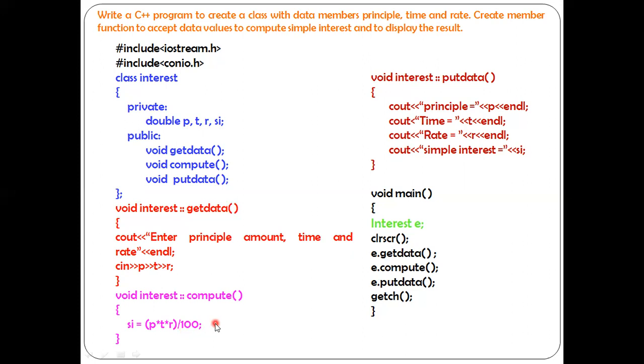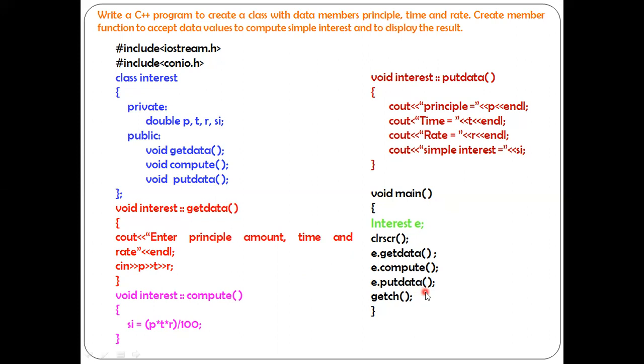In the get data member function, we have accepted the values of P, T, R. For example, principal value as 10,000, time period as 3, rate of interest is 2. Using those values, it is going to substitute the values of PTR: 10,000 into 2 into 3 divided by 100. We'll be getting the answer as 600. 600 will be assigned to which variable? SI. After that, again, it comes to the void main section and we'll execute the next member function.